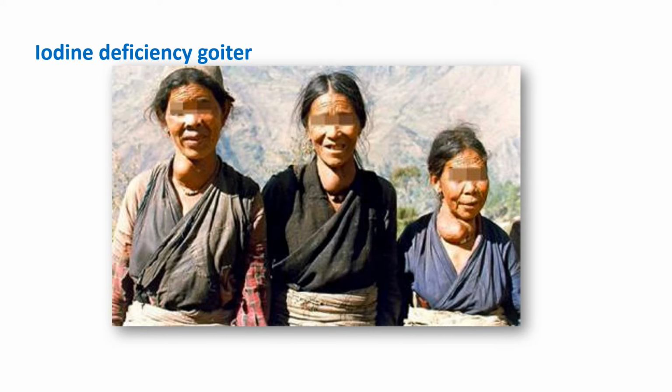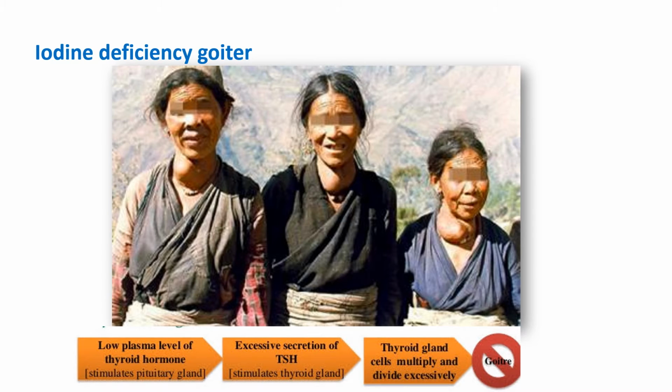Iodine deficiency goiter is not a problem in Egypt since they started to add iodine to salt, but there is still a problem in many areas of the world. So when this happens, it leads to decreased synthesis of hormone, leading to increased TSH by feedback mechanism, leading finally to the thyroid gland multiplying and dividing, leading to goiter.